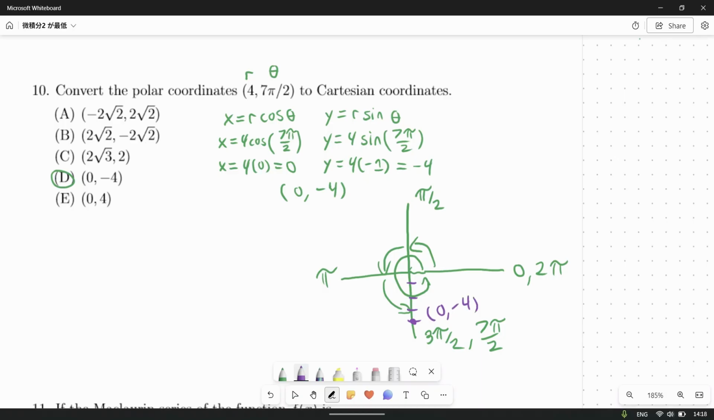And so that's the way you can get to this answer without using the formulas. It's a little more tedious, but if the formulas aren't intuitive to you, you can take this approach. So the answer to this question is going to be D.